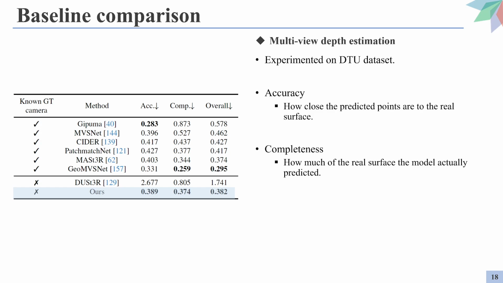For depth evaluation, the baselines are tested on the DTU dataset. Here we look at both accuracy and completeness. Accuracy tells us how close the predicted points are to the ground truth surface, while completeness measures how much of the surface the model is able to reconstruct. The results show that VGGT achieves performance comparable to methods that use ground truth camera parameters, and it performs the best among the methods that do not rely on them.